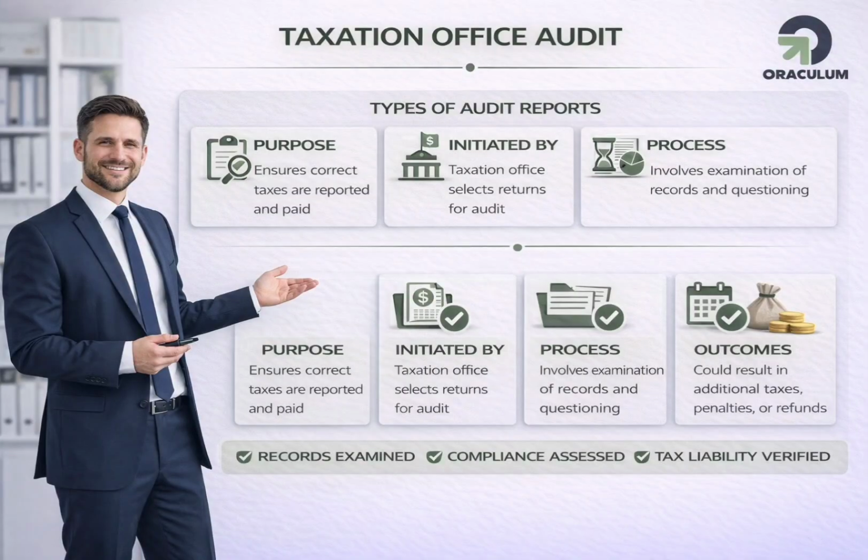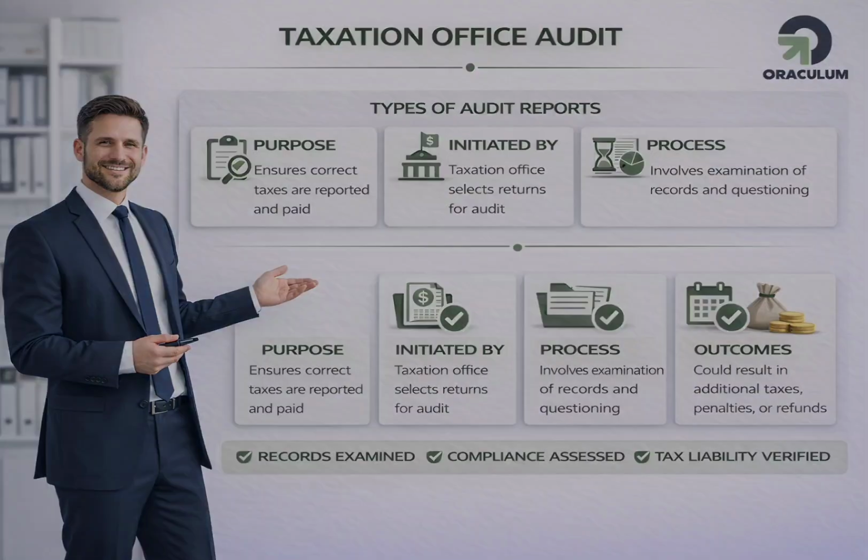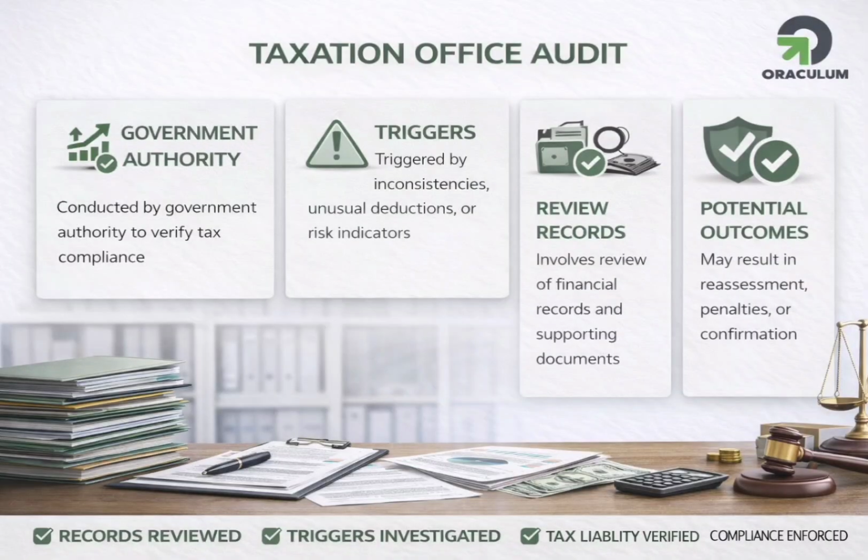A taxation office audit is conducted by a government authority to verify the accuracy of tax returns and compliance with tax laws. It may be triggered by risk indicators such as unusual deductions, inconsistencies, industry comparisons, or random selection. The audit involves reviewing financial records and supporting documents and may result in reassessment, penalties, interest, or confirmation of compliance.